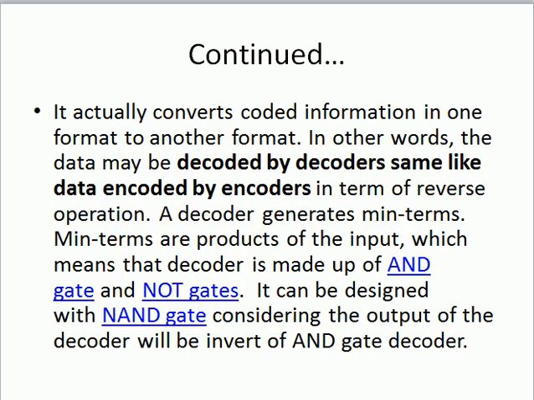A decoder generates the minterms, and minterms are the product of inputs, which means that a decoder is made up of AND gates and NOT gates. Remember this: when we have minterms, meaning a sum of products, then we have AND gates and NOT gates. It can also be designed using only NAND gates, considering the output of the decoder will be the inverse of the AND gate decoder.